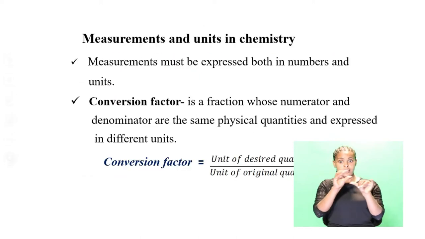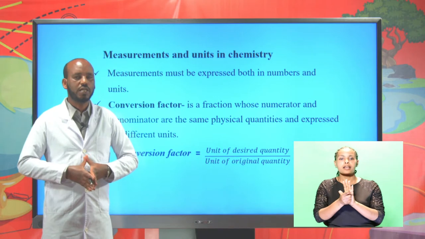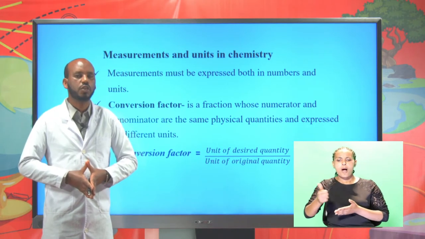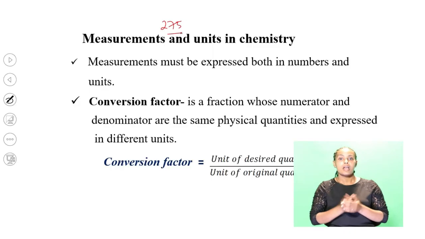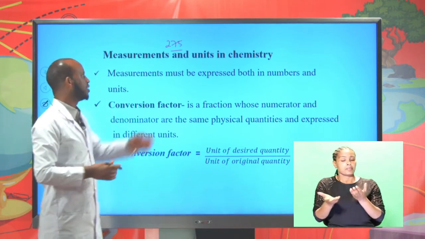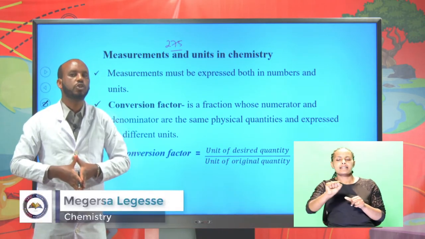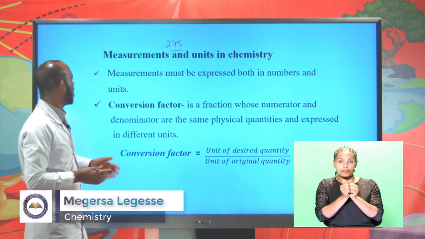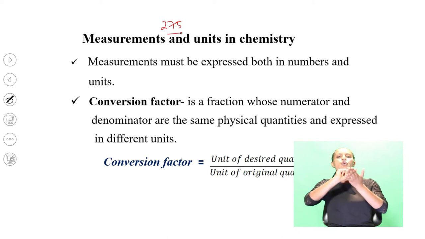Measurements and units in chemistry. Measured quantities without units attached to them are meaningless. For example, the distance between Addis Ababa and Awasa is 275. Now, this statement is meaningless unless units such as kilometer, meter, or miles are attached to it. Therefore, measurements must be expressed both in numbers and units.